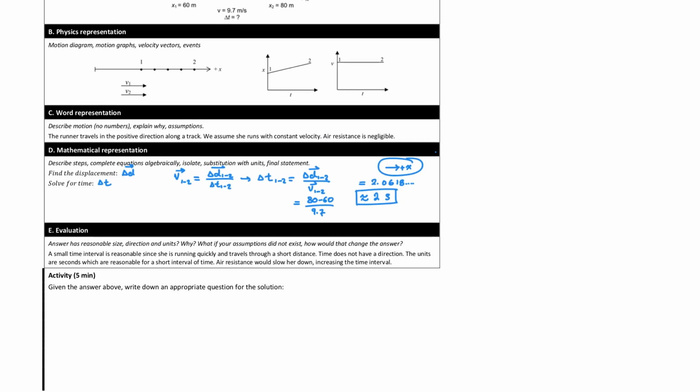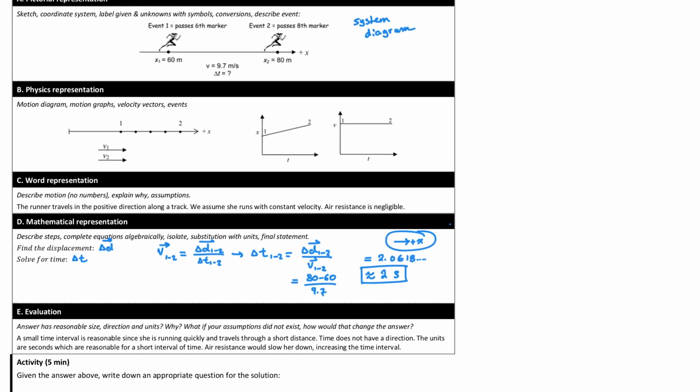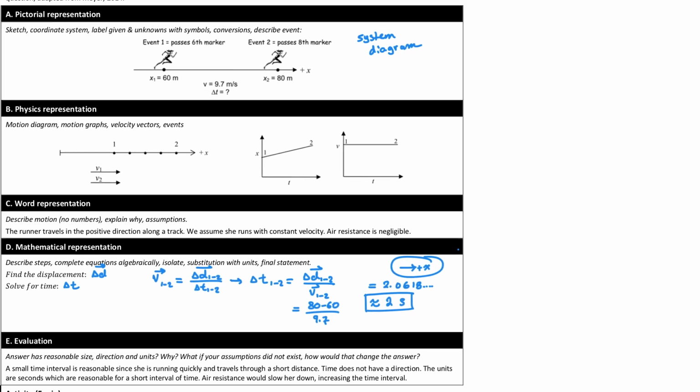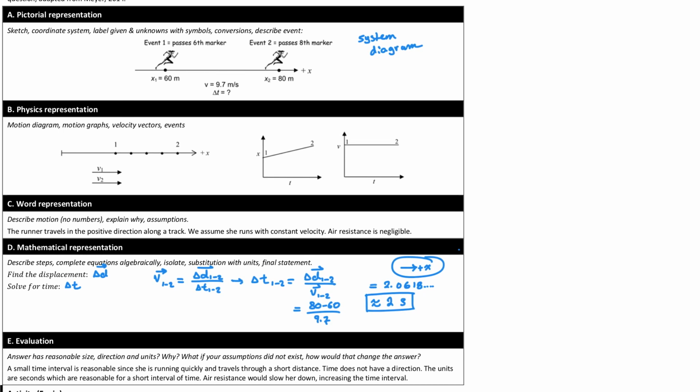I'm just going to zoom out a little bit here and put everything into perspective, and especially look at the pictorial representation to start developing a question. In this question, we have a runner who is running. The runner is passing through the 6th marker and the 8th marker. So the runner runs and passes through markers 6 and 8.